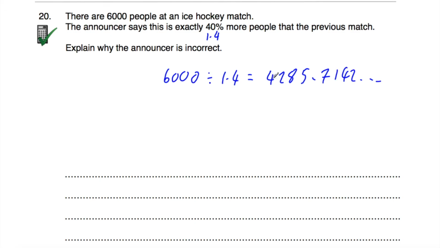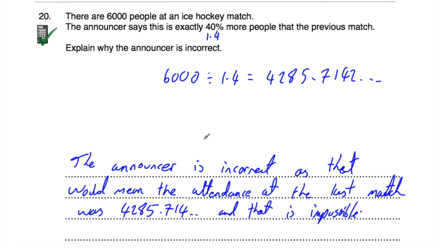6,000 divided by 1.4 is equal to 4,285.7142, and so on. That can't be the case, because if the attendance at this match is exactly 40% more than the previous match, this has to be a whole number. It can't be a decimal number. So I've just explained that the announcer is incorrect, as that would mean the attendance at the last match would have been 4,285.714 and so on, and that's impossible. Okay, let's look at our next question, question number 21.